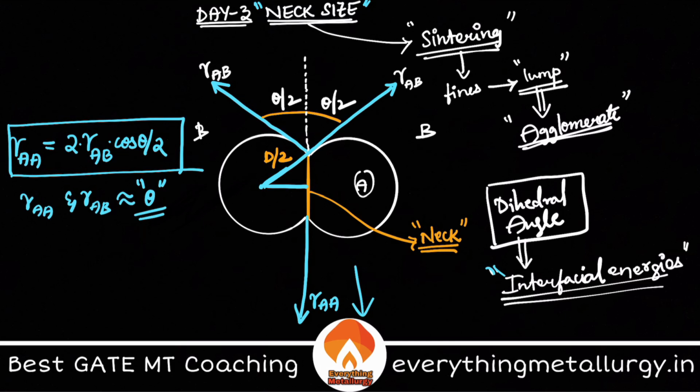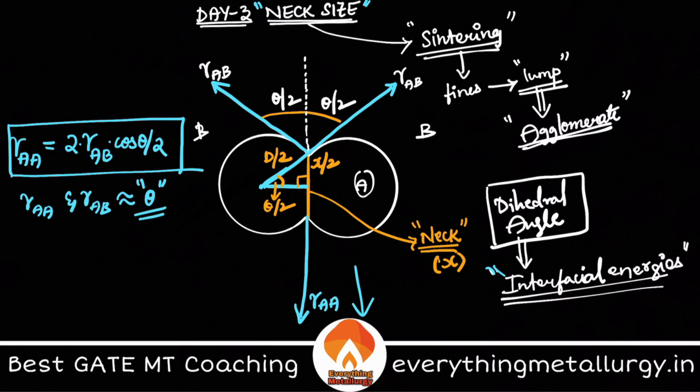And what will this particular side of this triangle be? This is half of my neck size. So let's assume the total neck size is x. This will be x by 2. So here we have a right angle triangle, and of course, if you use some basic trigonometry, this angle will also be equal to theta by 2.